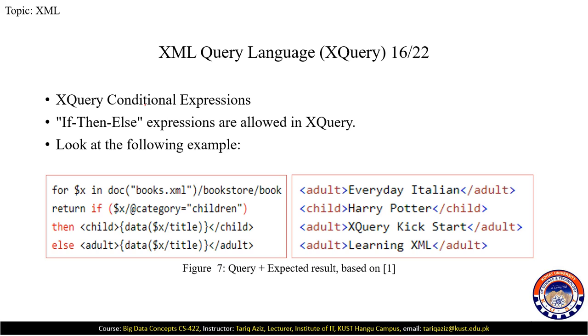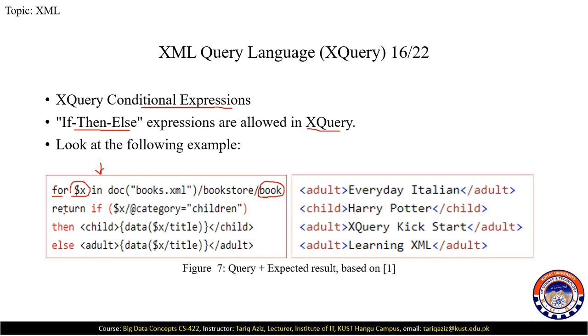Okay. Now, dear students, the question is, can we use conditional expressions with XQuery? Yes, we can use conditional expressions. We can use if then else with the XQuery language, and this is the example. So this is our query. What this query is doing: the for clause is selecting the book elements, and then it is storing these book elements in the variable x.